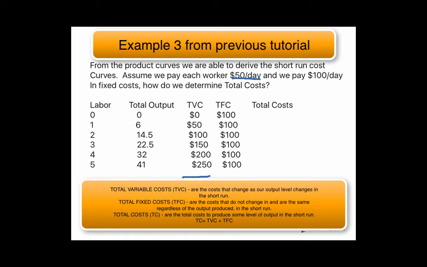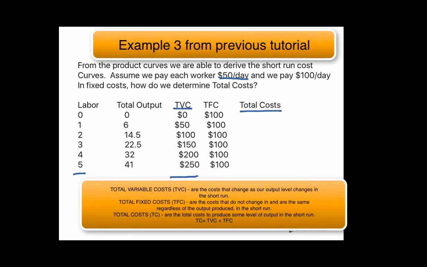All right, so from the last problem, we were able to figure out what our total variable cost would be by combining our wage, $50 a day, by our amount of labor. And this is how we got this total variable cost column. Now we're going to derive total costs by adding together total variable costs and total fixed costs. We have to pay $100 a day in fixed costs. You can think of this like paying rent on a building. It doesn't matter whether or not you're making anything, you still have to pay $100.